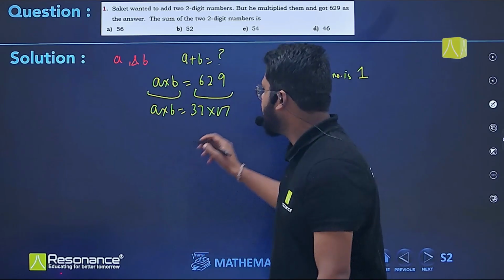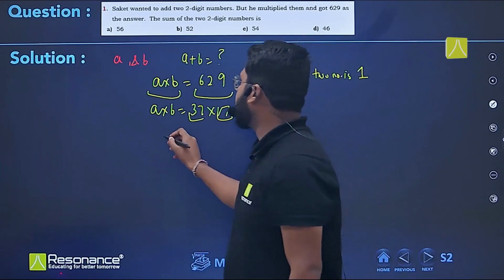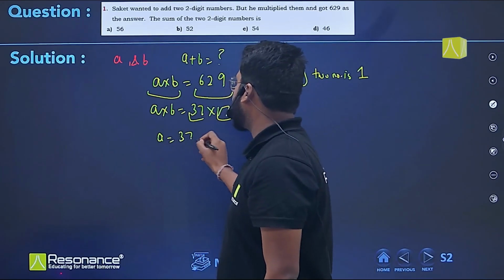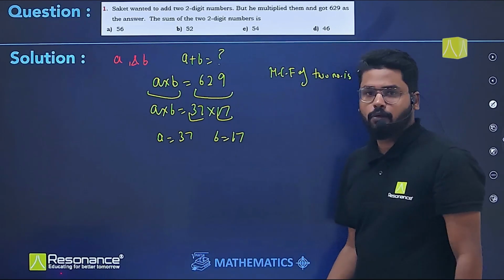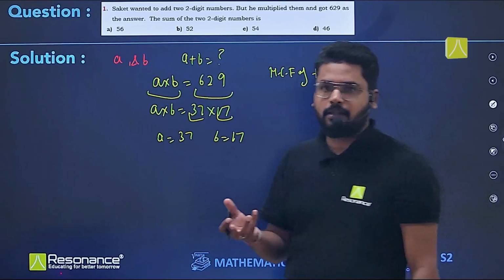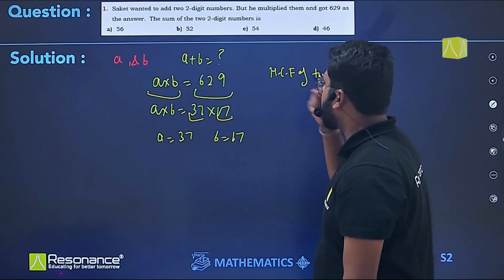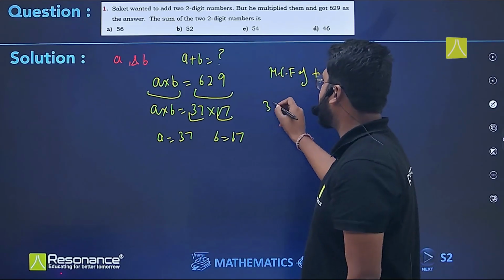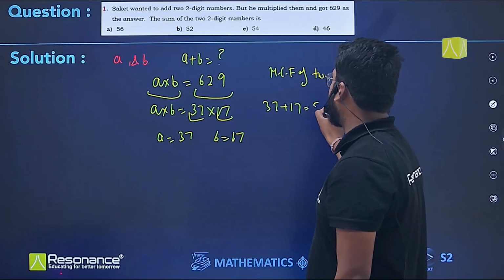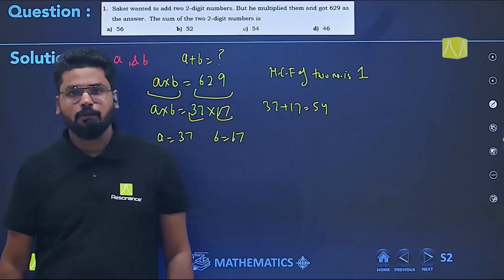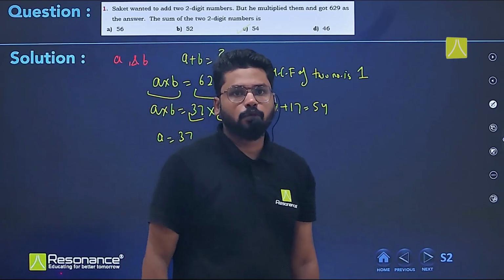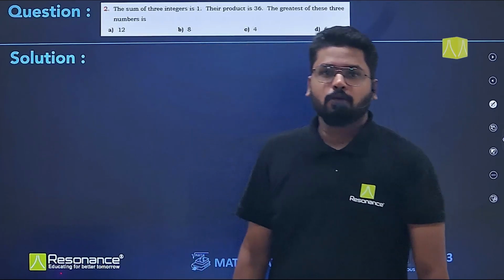So we can see that 37 into 17 is 629. This means A can be 37 and B can be 17. It is not mentioned that A is greater than B, so we can also take A as 17 and B as 37. You have to find the sum of the 2-digit numbers, so 37 plus 17 will be 54. This is our correct answer for question number 1. 54 is the correct answer for question number 1. Now we'll move on to question number 2.